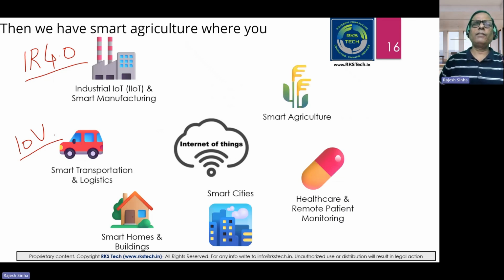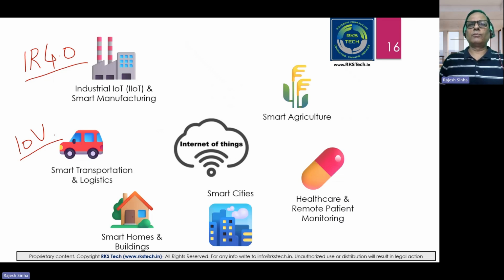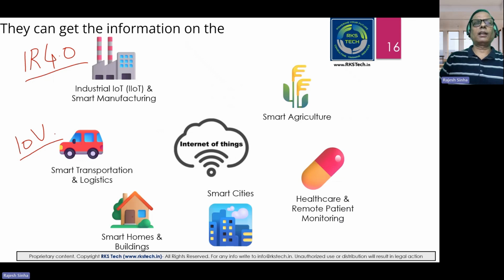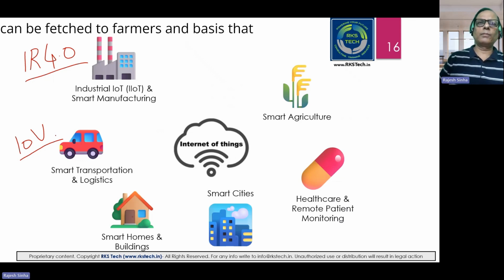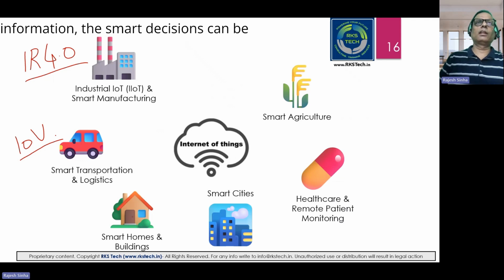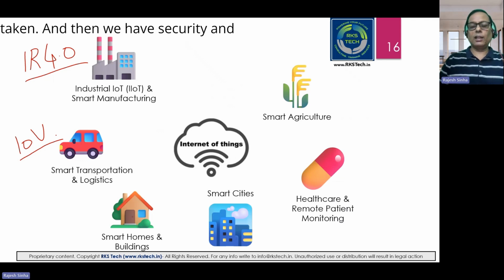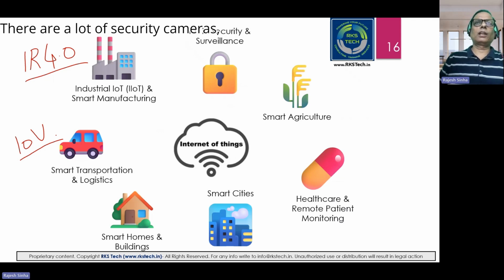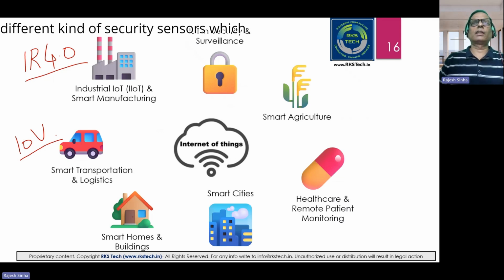Then we have smart agriculture, where you have sensors which can detect the moisture in the soil and automatically start sprinkling water in the fields. They can be integrated with the weather department, get the weather prediction information, and that information can be passed on to farmers, and on the basis of that information, smart decisions can be taken. And then we have security and surveillance. We already know about it. There are a lot of security cameras and different kinds of security sensors which are implemented across places.